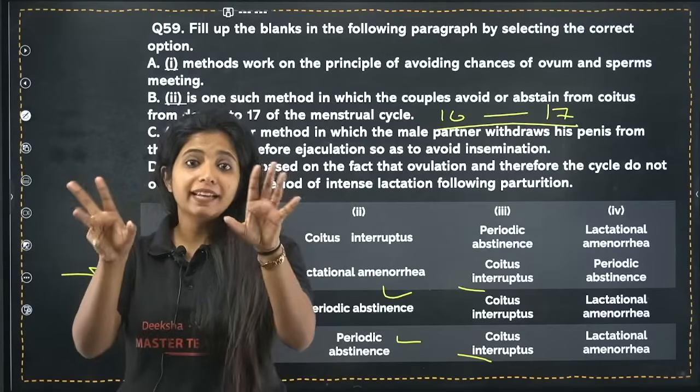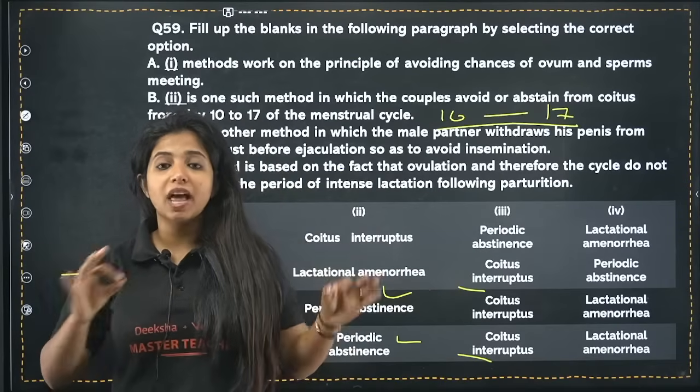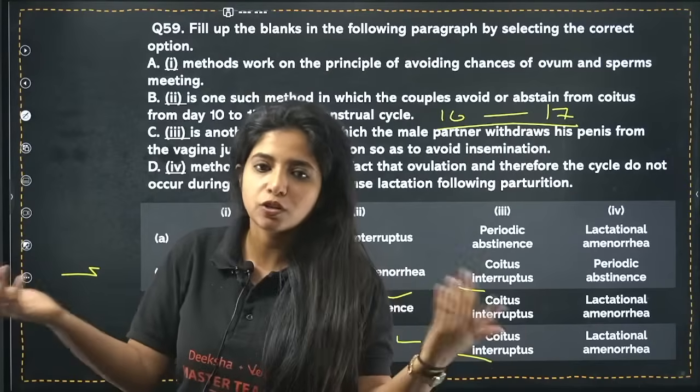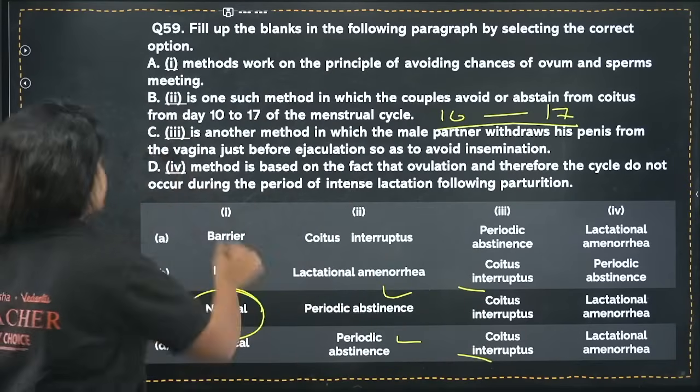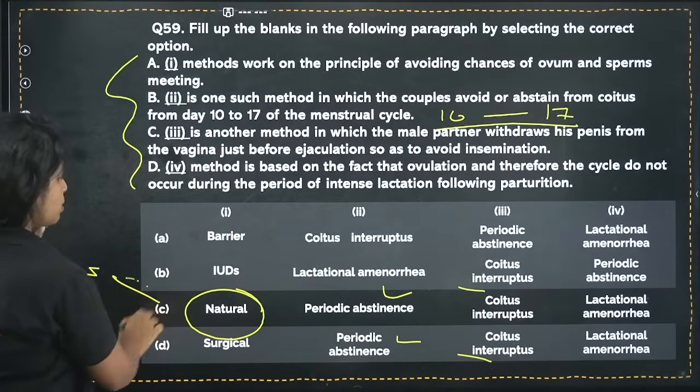But this is highly risky. This process is known as lactational amenorrhea. Amenorrhea means no menstruation. No ovulation means no baby also, but this is highly risky. All the natural methods are risky. Please remember that. The answer for this question is going to be this.